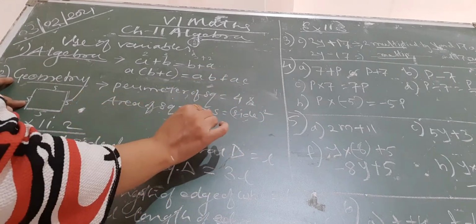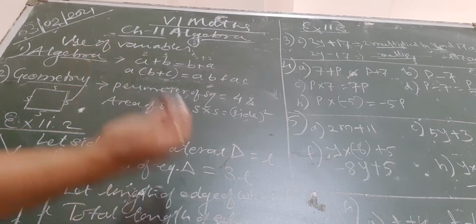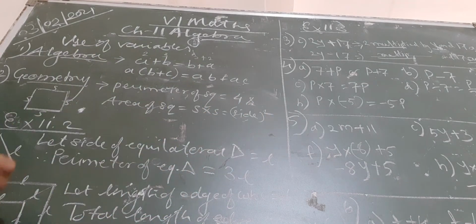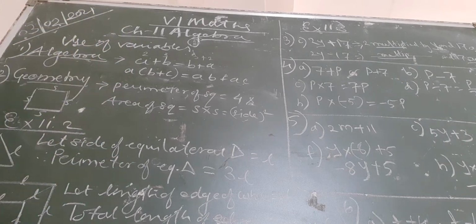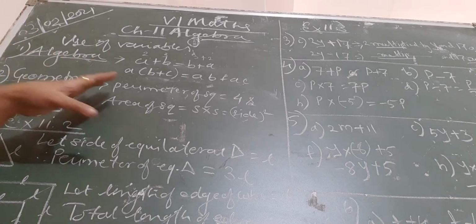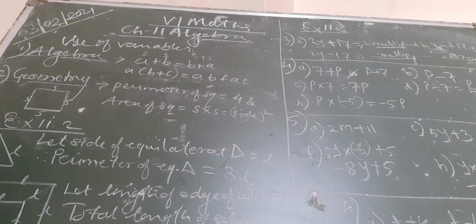In the same way, in the formula for the area or perimeter of a rectangle, you get L and B. L and B are the variables. So these are the uses of the variable: using the general rule, we can get the formulas.